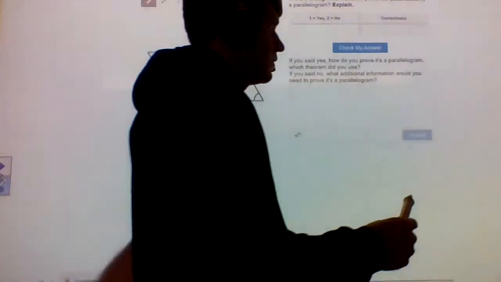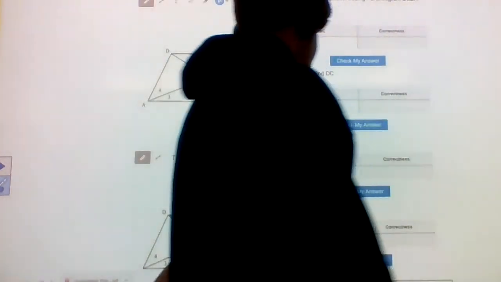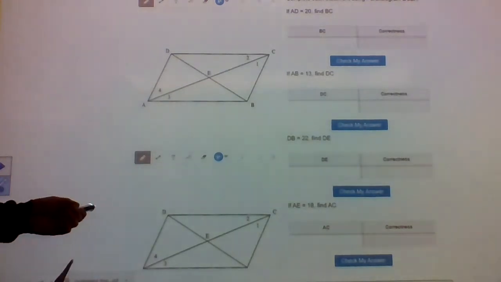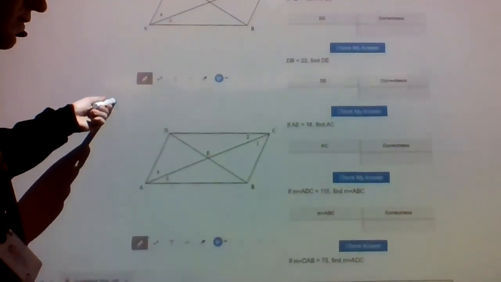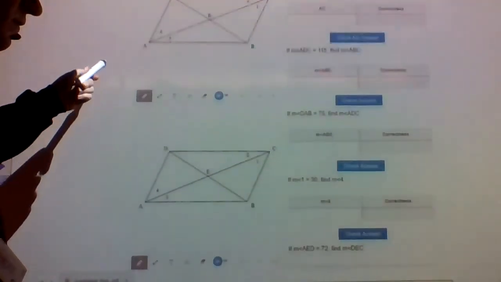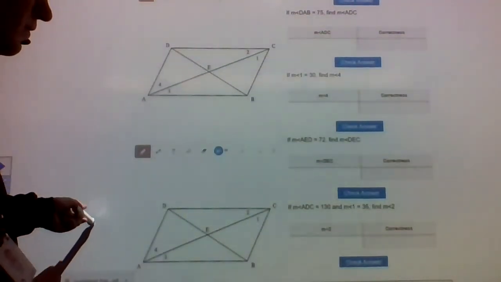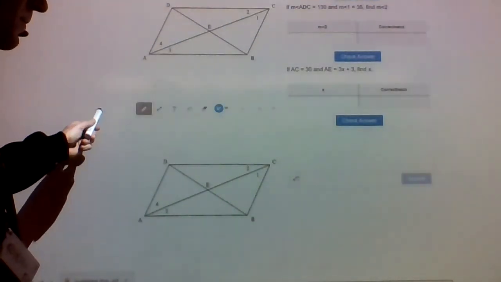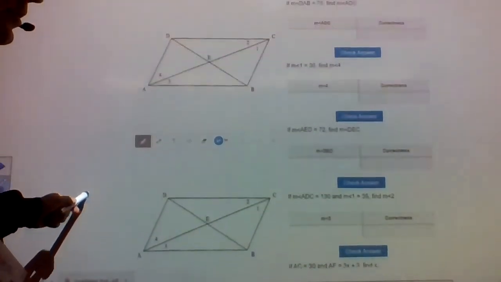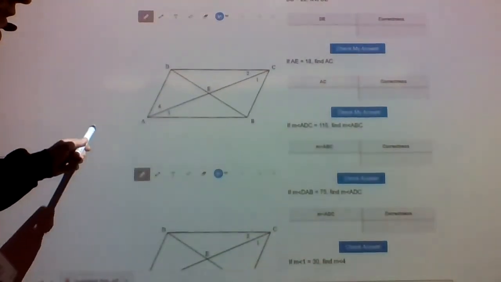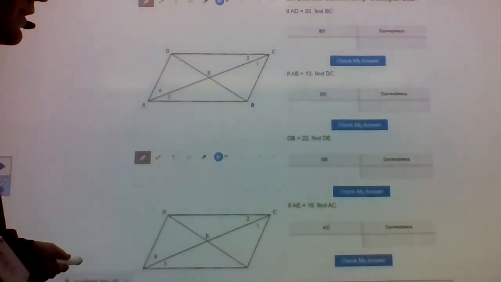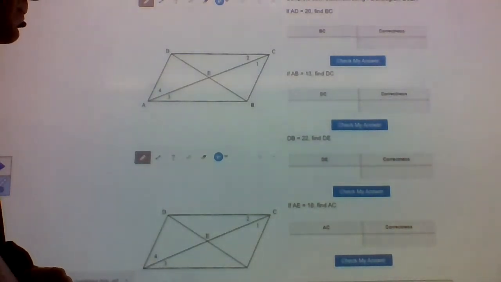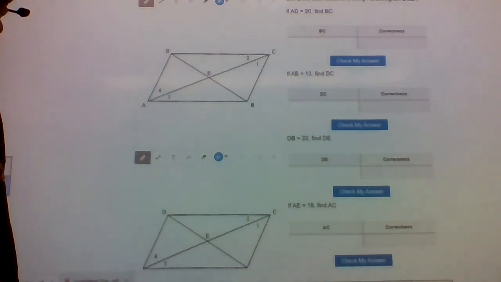Okay, and then 13's the big one. Not sure how much of this I want to do, if I want to do all of it or none of it here. We'll let you guys work on these ones on your own. Then you can ask during class if you have any questions.